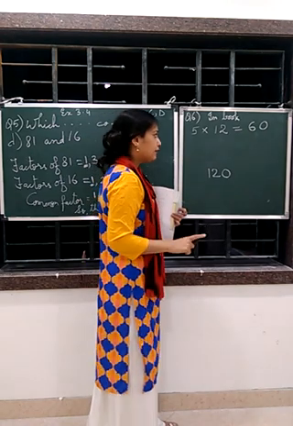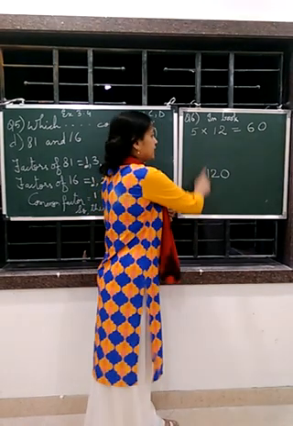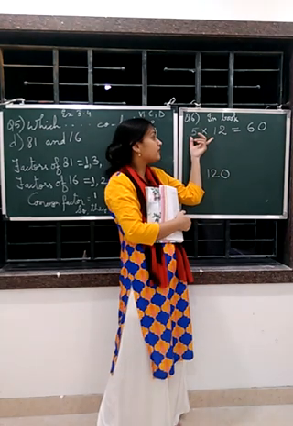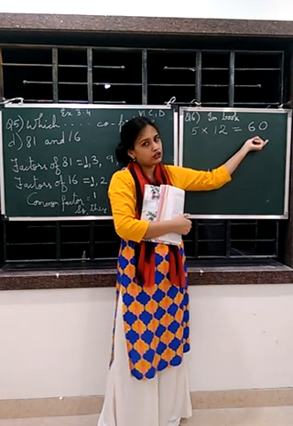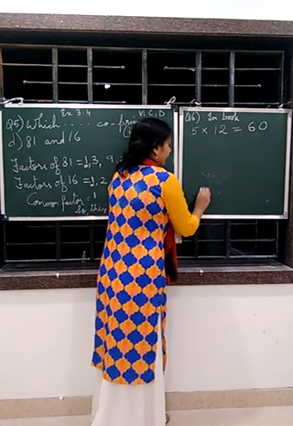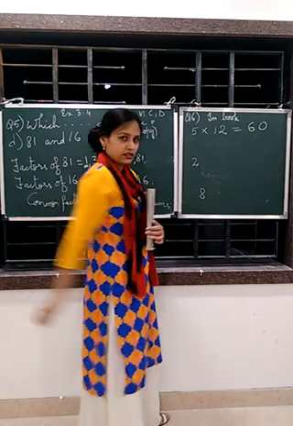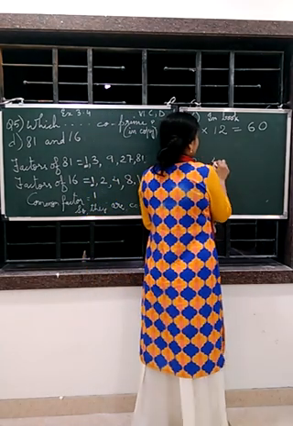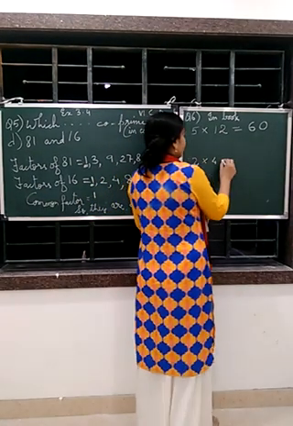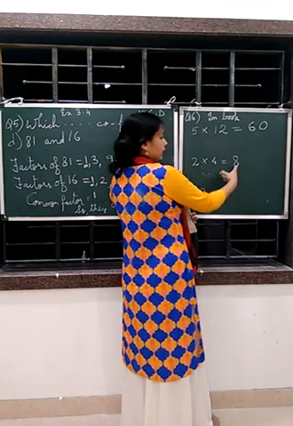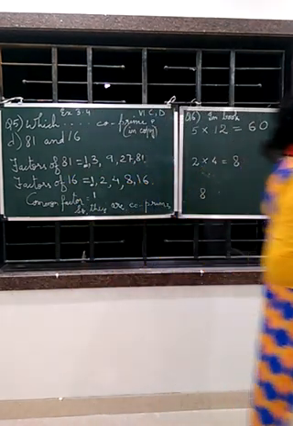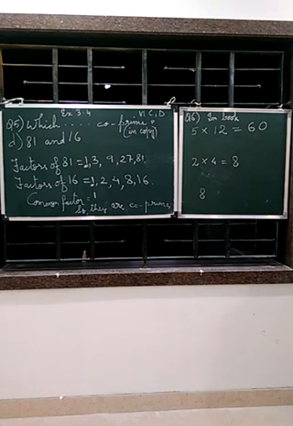Got it? So if any number is divisible by any two numbers, then it is divisible by their product also. Let's take a smaller example. 8 can be divided by 2, yes, very easily. And 8 can also be divided by 4. So what is the product of 2 and 4? 8. So 8 can be divided by 8 also. Okay. This is a property also, children. Next, when we go ahead, I am going to teach you.